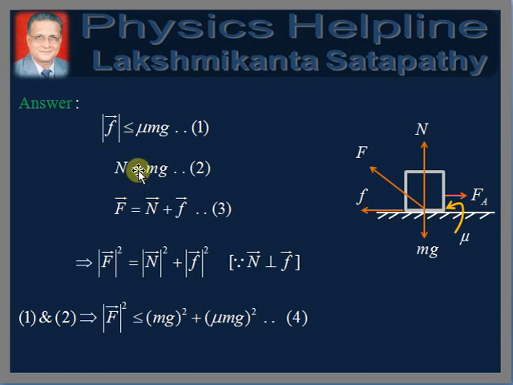Again, we will use the equations 2 and 1. Equation 2 gives N is equal to mg, therefore mod N square will be equal to mg whole square. And magnitude of the force of friction F is less than or equal to mu mg. Therefore, the limiting friction is mu mg. Therefore, F will be less than or equal to mu mg. Therefore, we can write mod F square is less than or equal to mg square plus mu mg whole square.